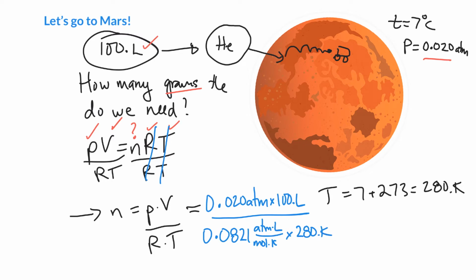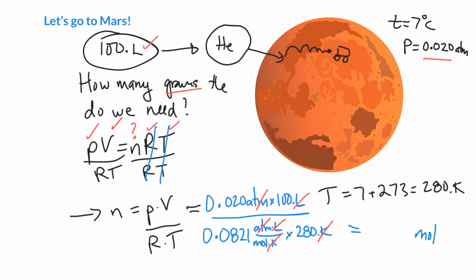So we can play the unit cancellation game. The atmospheres cancel, so do the liters, and the Kelvin cancel. And we're left, if you like, with 1 over moles. And if you take 1 over something and then take 1 over it a second time, you're back to where you started. So that will give us the number of moles. And we can go ahead and run this in on our calculator.